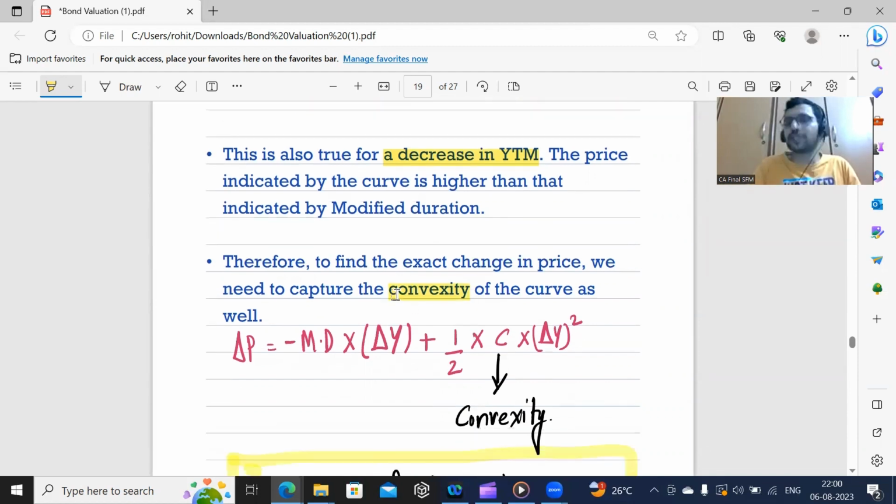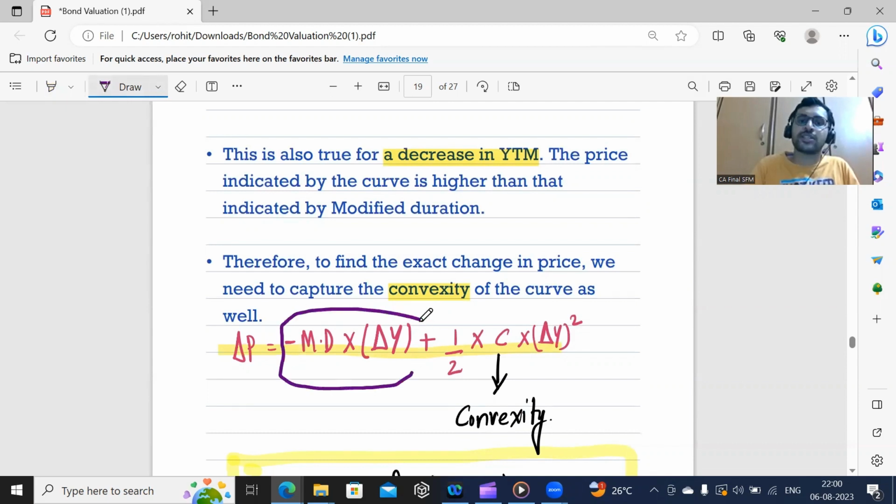Now, if I capture that convexity adjustment, the change in price is equal to negative modified duration multiplied by delta y. This particular portion is what we were doing earlier: the change in price is equal to minus MD into the change in YTM. Now we have added this extra term, which is half into convexity into the change in y square. Change in y is nothing but the change in YTM.